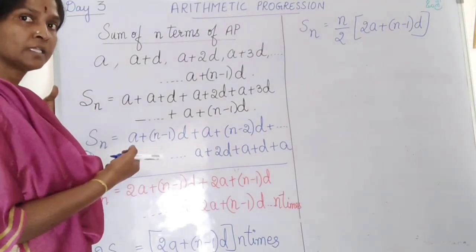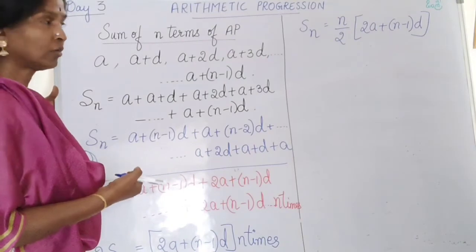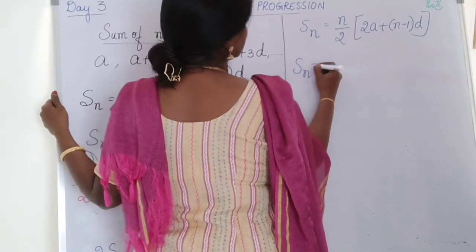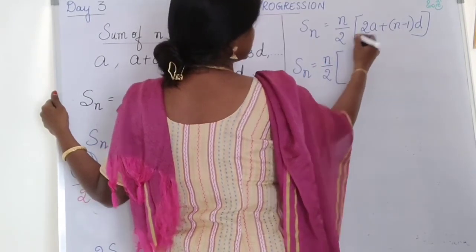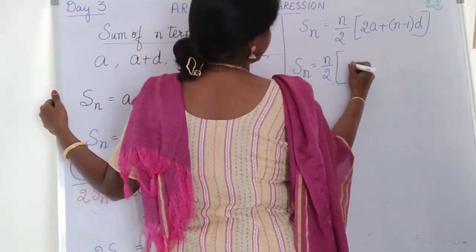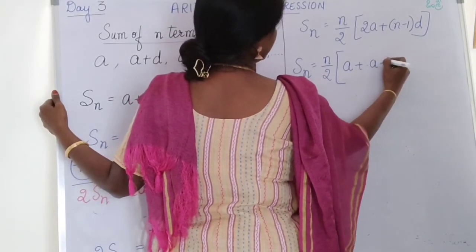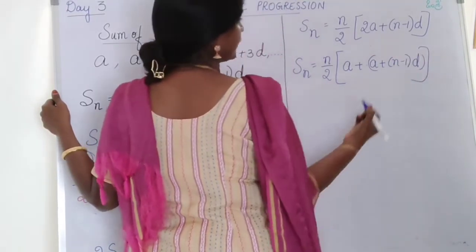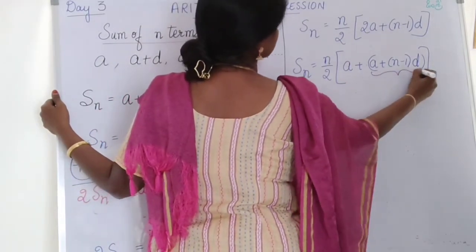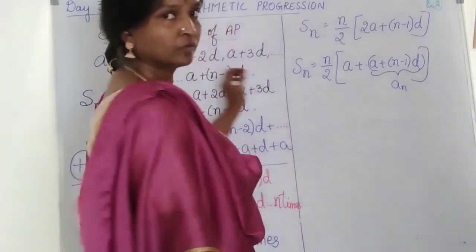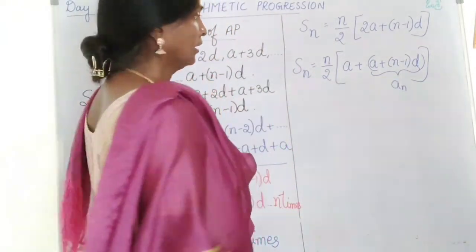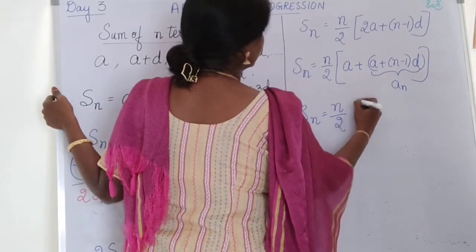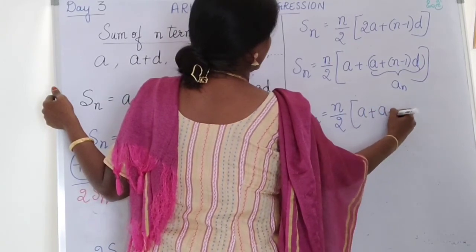This can be again split into another type of formula. I'll show you how now. Here you have Sn is equal to n by 2 into 2a plus n minus 1 into d. This term in the brackets can be split as a plus a plus n minus 1 into d, where a plus n minus 1 into d can be written as an, the nth term. So we can rewrite the formula for Sn as n by 2 into a plus an.